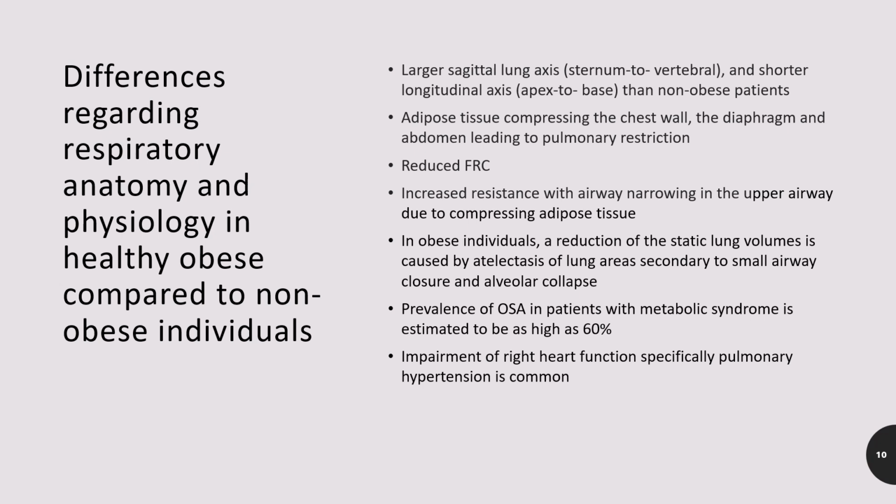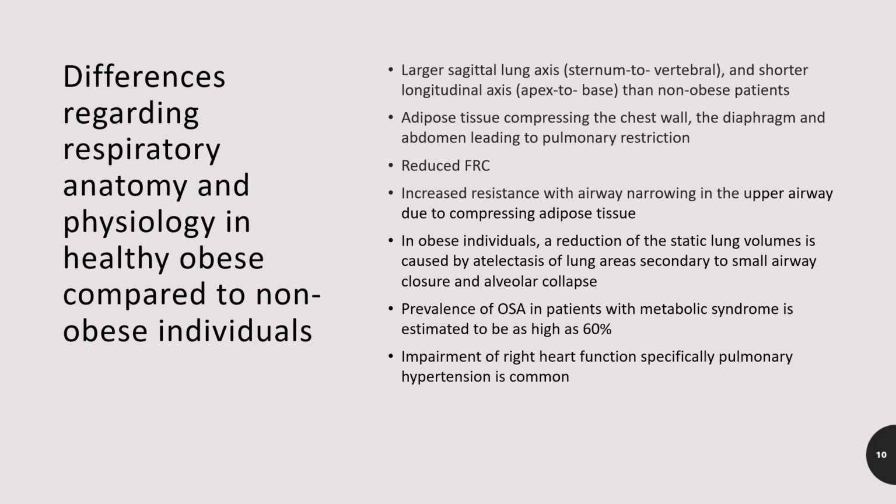Also, there's a decrease in static lung volumes, FRC, residual volumes, and this is caused by atelectatic tissue, basically caused by alveolar collapse. So these are some of the common findings with obese patients. Also, the prevalence of OSA in patients with metabolic syndrome is estimated to be as high as 60%. So obesity and OSA are hand in hand.